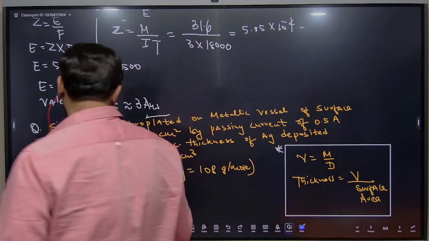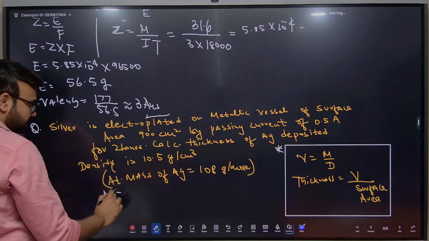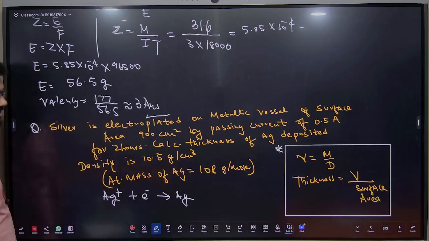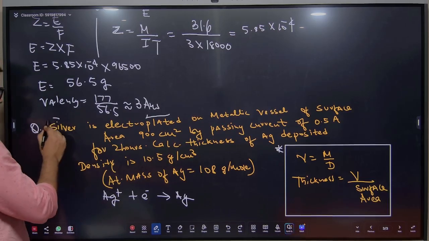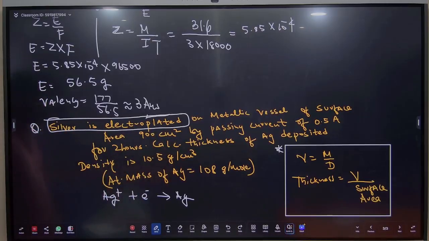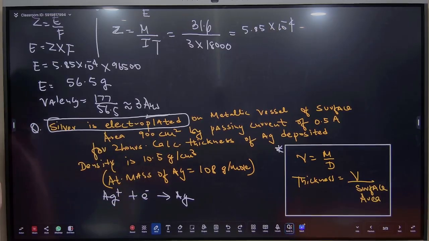Do you see what reaction is happening, right? Silver is getting deposited, right? So Ag plus is taking one electron to deposit as Ag, right? N is clear cut, it's one. So there is nothing to think about. See, it says silver is electroplated, Nissa. What do you mean by this line? Silver is electroplated. That means this. So N is 1. Simple.